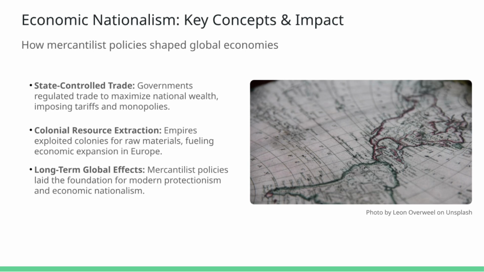Another pillar of this system was colonial resource extraction. European powers looked beyond their own borders for wealth, exploiting colonies for raw materials like sugar, tobacco, and precious metals. This created a one-way economic street: colonies provided resources, and the mother country got rich.